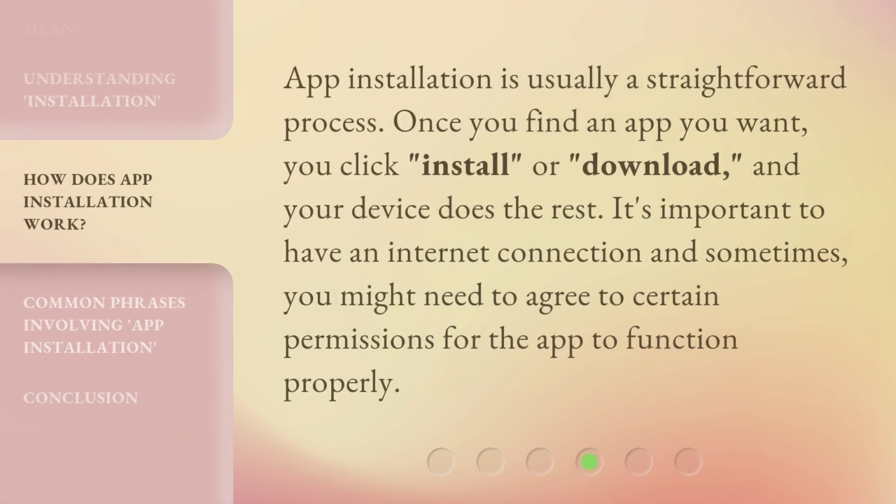App installation is usually a straightforward process. Once you find an app you want, you click Install or Download, and your device does the rest. It's important to have an internet connection, and sometimes you might need to agree to certain permissions for the app to function properly.